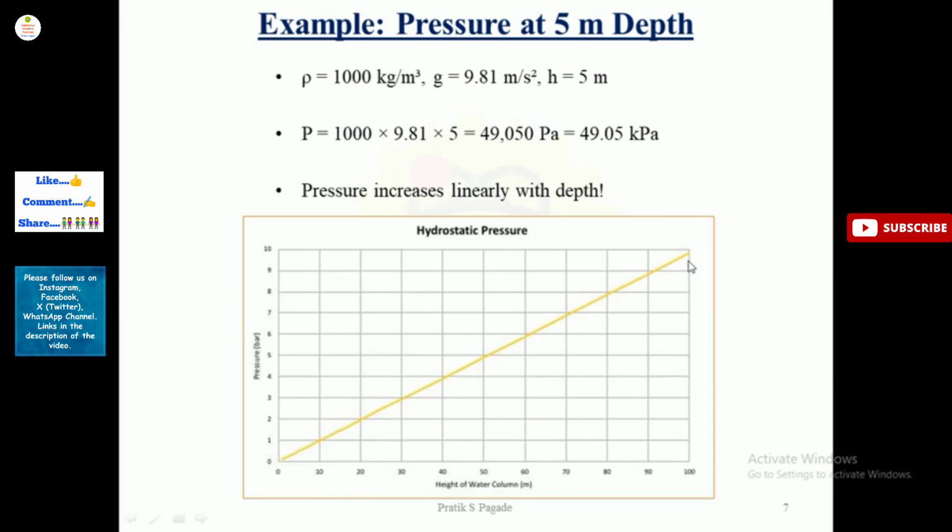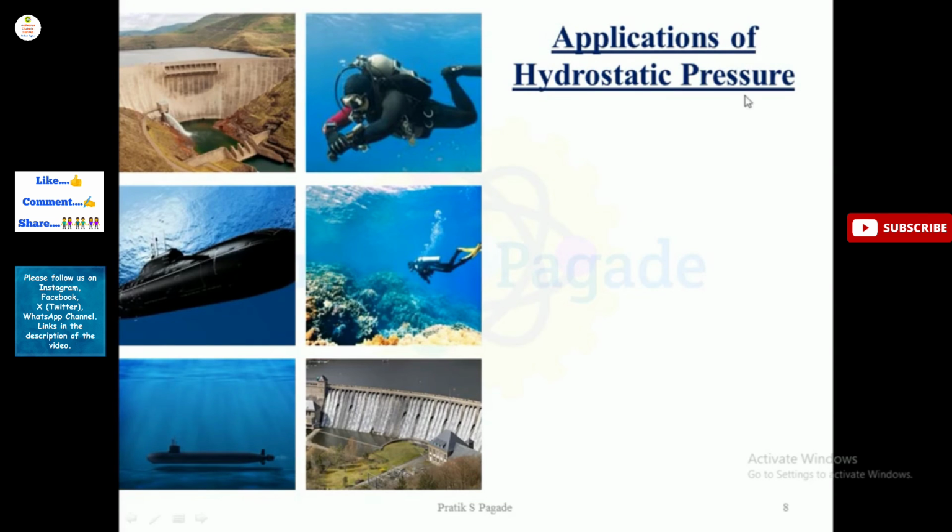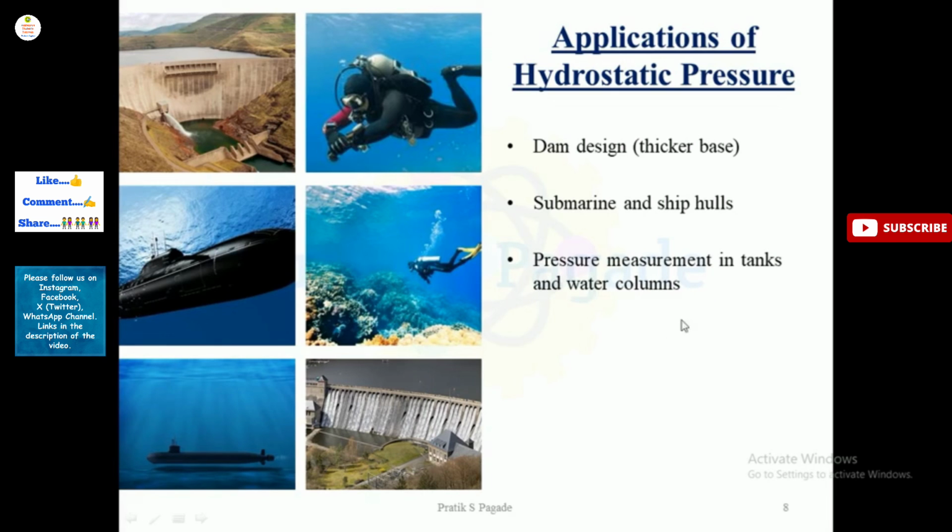Okay, let's see further now applications of hydrostatic pressure. So here dam design, thicker base. For dam design we need the hydrostatic pressure. So further see submarine and ship hulls. For that also we need the hydrostatic pressure. Further the pressure measurement in tanks and water columns. For that also we need the hydrostatic pressure. So further see here now hydraulic systems.